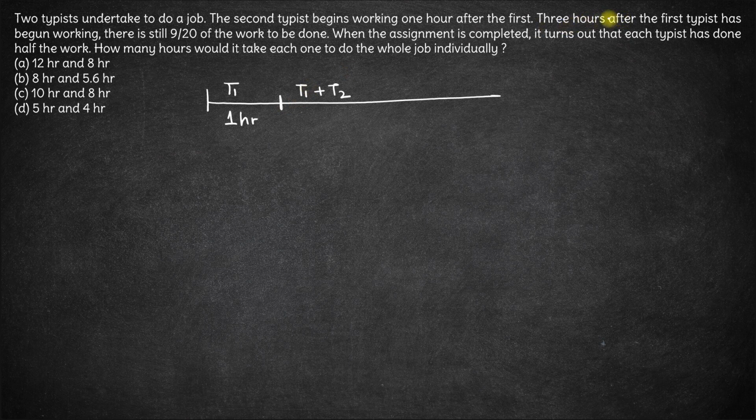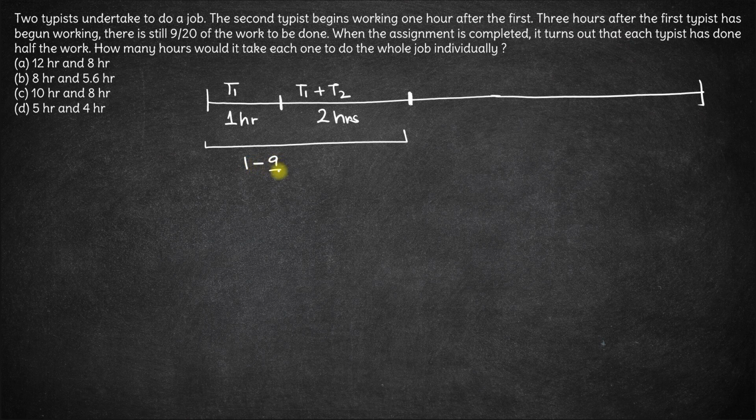3 hours after the first typist has begun working, that means for an additional 2 hours both of them work, and after a total of 3 hours there is still 9/20th of the work to be done. So the work remaining here is 9/20th. That means the work done in these 3 hours will be 1 minus 9/20th, which is 11/20th of the work done in these 3 hours, and the remaining 9/20th of the work is there. This is the remaining work.